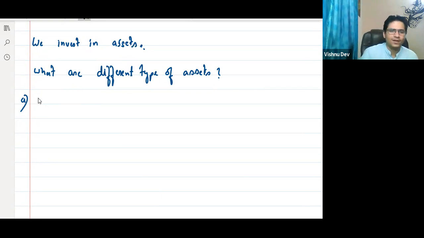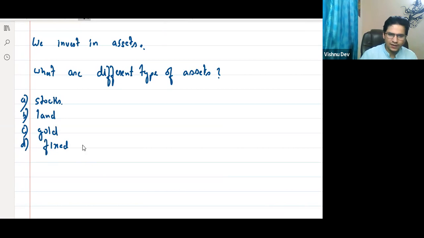Sir, fixed asset. A physical asset is a house we have taken and given on rent. A digital asset is shares like Tata Steel. First is stocks, then land. Okay, very good. Then gold. Fixed asset, which is a fixed deposit. Fixed deposits, fixed income, mutual fund.